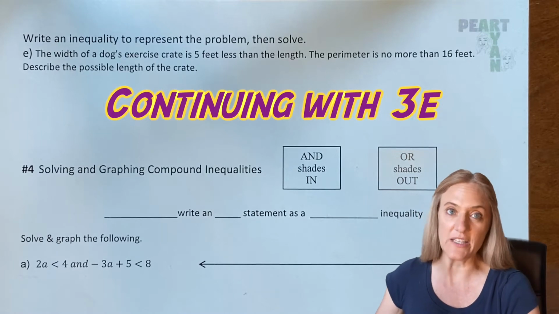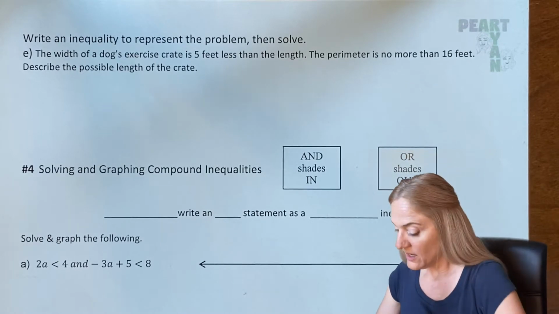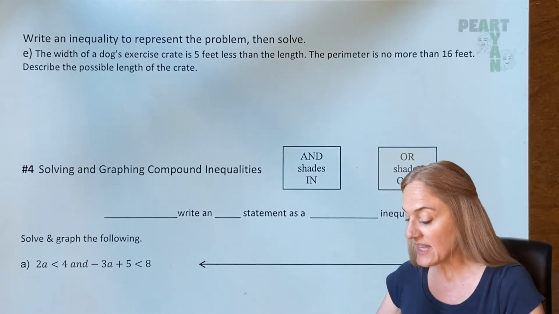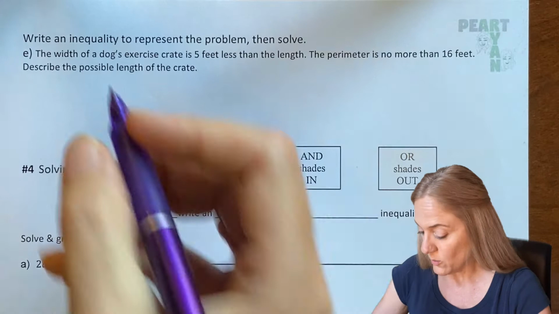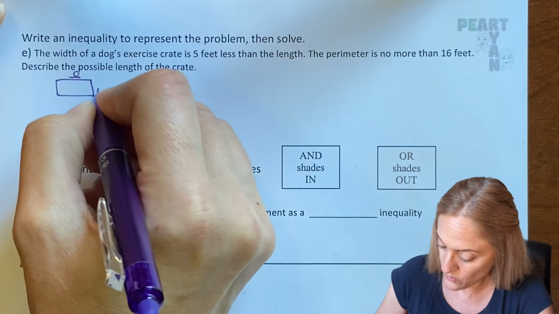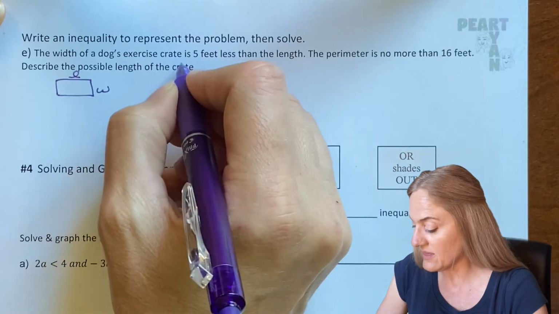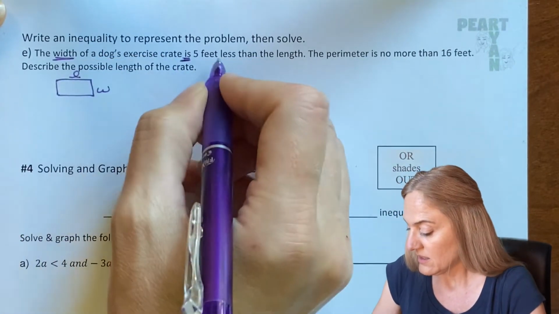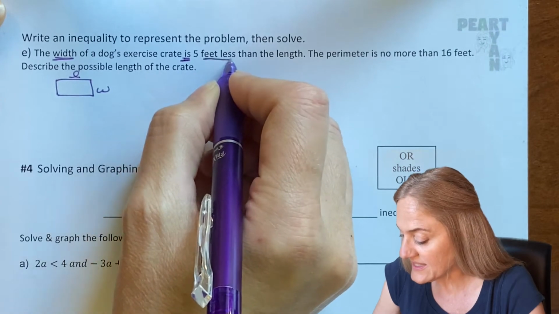Inequality and then solve it. So let's take a quick moment to read it. The width of a dog's exercise crate is 5 feet less than the length. Okay, so we have a rectangle, we have the length, we have the width, and it says the width is 5 feet less than the length.